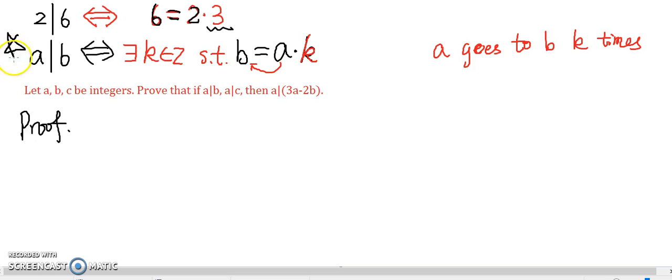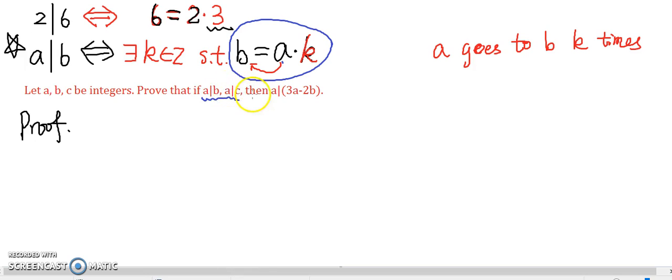This is the definition that we have to use back and forth. If we know a number A goes into number B, then we will immediately convert it to this equation, writing B as A times an integer. In other words, if you can write a number B as number A times an integer, you can say A goes into B.